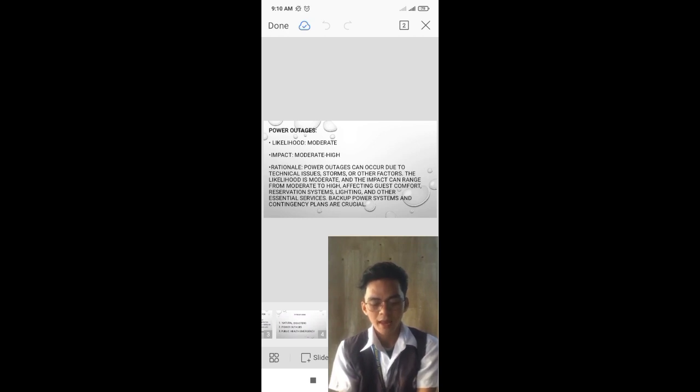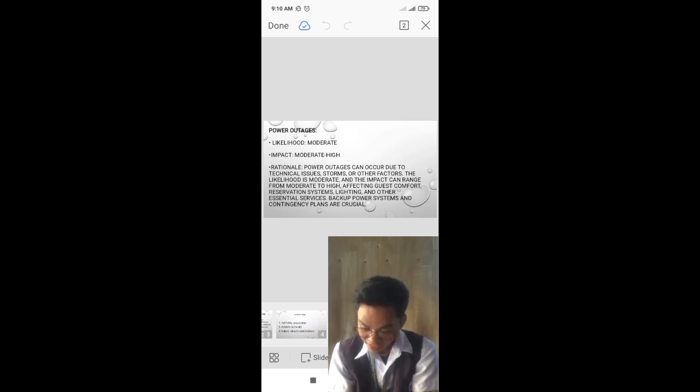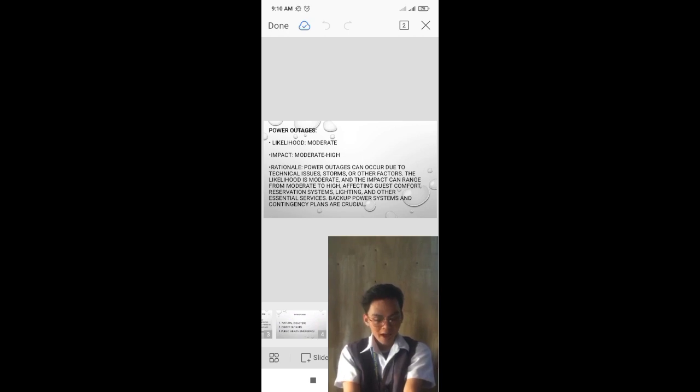Power outage. Likelihood: moderate. Impact: moderate to high. Rationale: power outages can occur due to technical issues, storms, or other factors. The likelihood is moderate and the impact can range from moderate to high, affecting guests' comfort, the reservation system, lighting, and other essential services. Backup power systems and contingency plans are crucial.